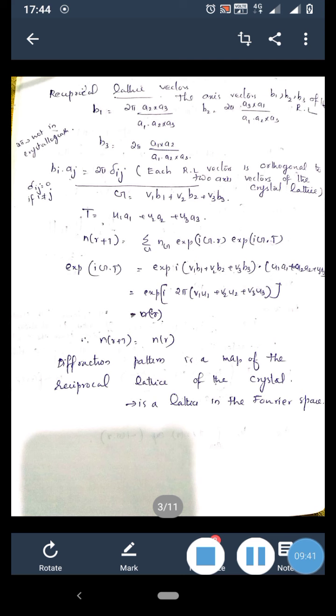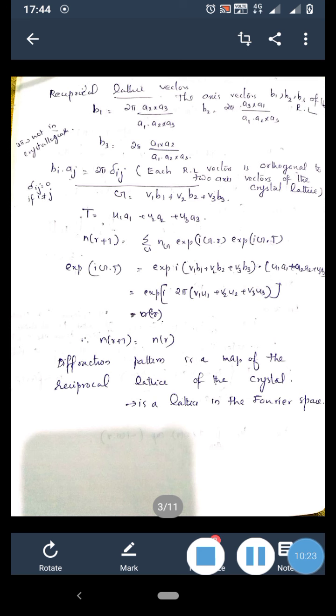Then we have the reciprocal lattice vectors, which we have already discussed, b1, b2, b3, etc., which are related with the direct lattice vectors by the formula b1 equal to 2 pi a2 cross a3 divided by a1 dot a2 cross a3, etc. Then b_i dot a_j will be equal to 2 pi delta ij. Suppose we take b1 dot a1, it will be equal to 2 pi. If we take b1 dot a2, it will be equal to 0. That is, each reciprocal lattice vector is orthogonal to two axis vectors of the direct crystal lattice.